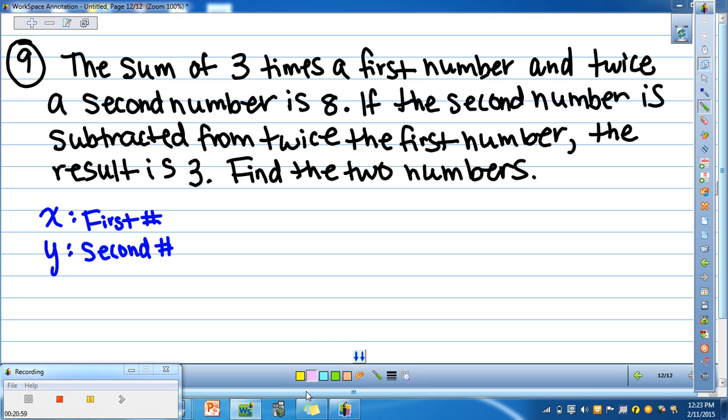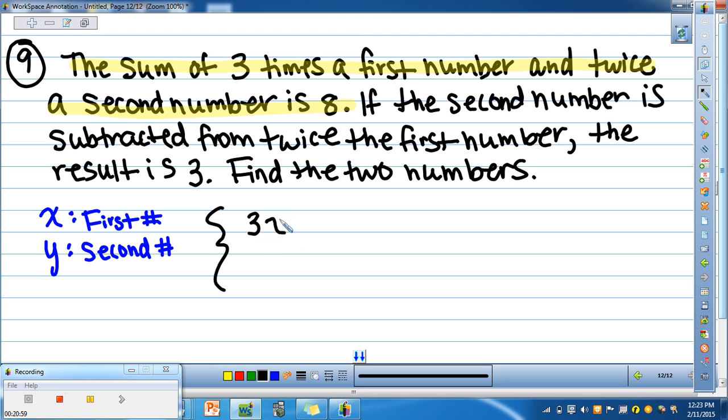Let's start by translating our first sentence into an equation. The sum of 3 times a first number and twice a second number is 8. 3 times our first number, 3x, plus 2 times the second number, 2y, is, when you see that word is in math, it means equals 8.